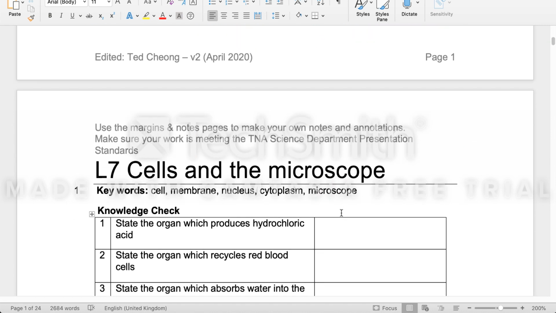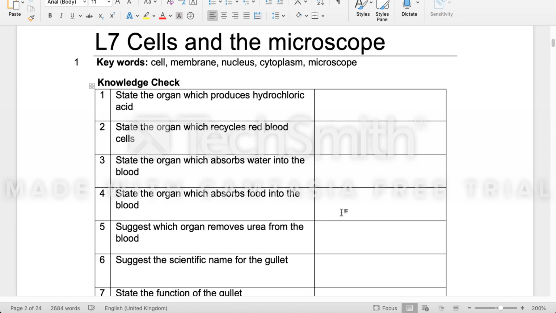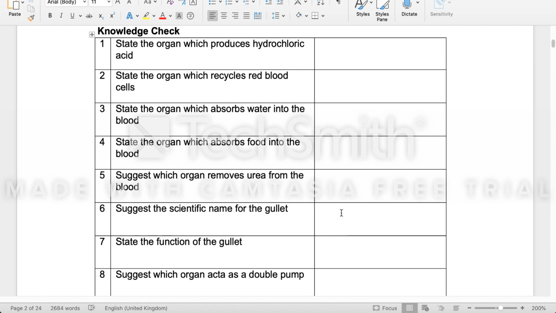So that means today we're going to be on Lesson 7, which is cells in the microscope. Now that we've learned a lot about these organ systems and different organs and their functions, we're going to go more in depth on what they're made up of. As always, I'm going to ask you to pause the video now and get started on the knowledge check.